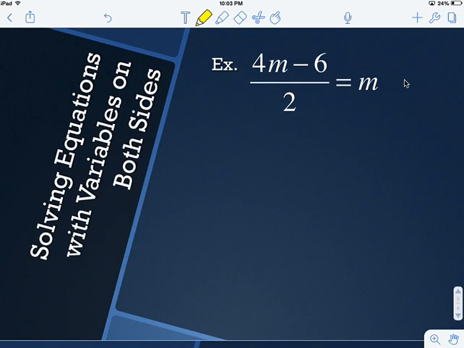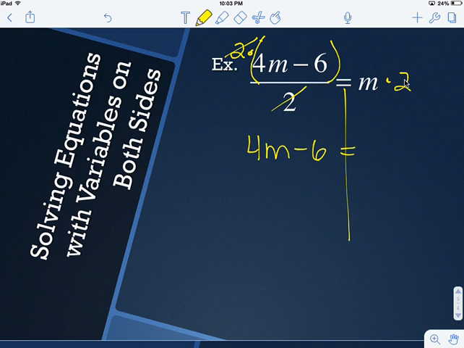The next one I'm going to do has a fraction involved, and it's going to follow the similar rule that we used for fractions in multi-step equations. So the very first thing I want to do is get rid of my fraction. I'm going to do this by multiplying both sides by my denominator. So I'm going to multiply the left by 2, and I'm going to multiply the right by 2. What happens when you do this is the 2 actually cancels. I'm multiplying this whole term by 2. So the 2's cancel, and I'm left with 4m minus 6. On the right, 2 times m is 2m.